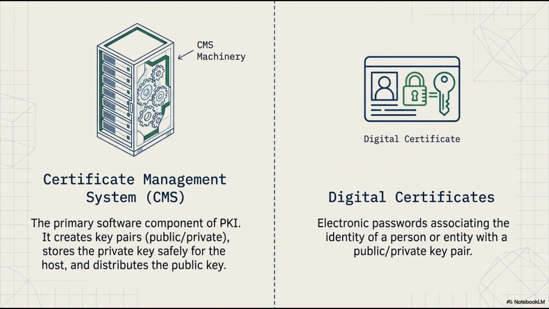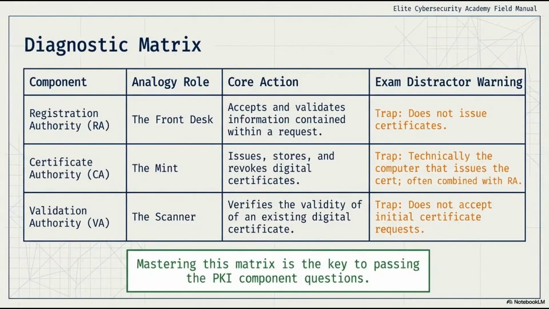Perfect. To make sure we have all these distinct roles firmly locked in, we are moving to slide 8, Diagnostic Matrix. This is great for studying. It's a rapid-fire review table mapping the acronyms to their core functions. Let's run through it quickly. Component 1, the Registration Authority, or RA. Analogy role, the front desk. Core action, accepts and validates information contained within a request. And the exam distractor warning for that one. The trap is thinking the RA issues certificates. It absolutely does not.